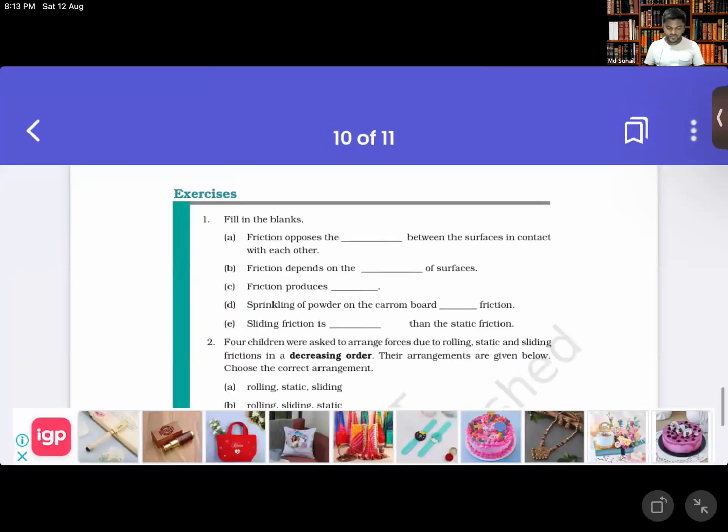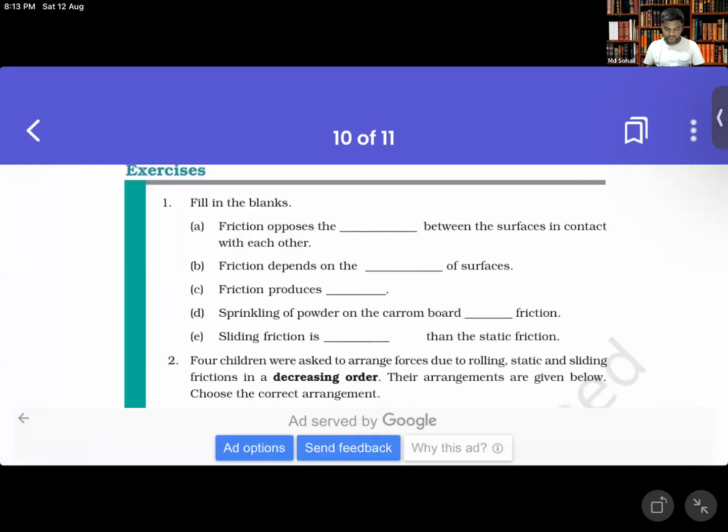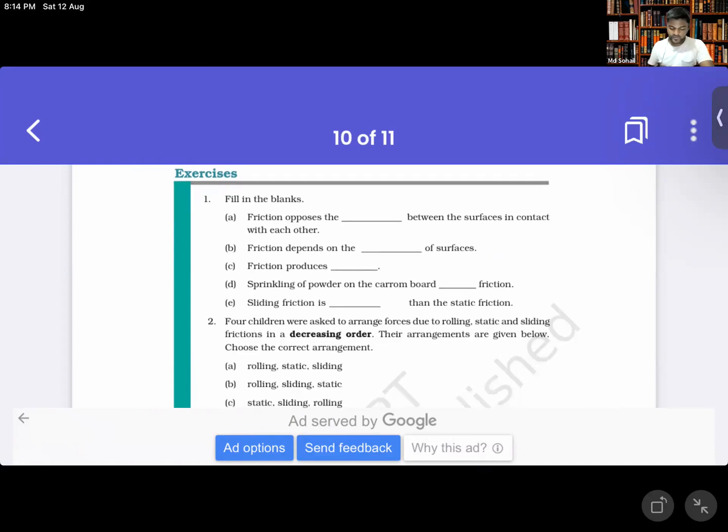Now better. See the question here. It's the same question. And in fact, this is not the latest one, I guess. Okay, guys, so see the first question. We have discussed these questions. Question number D, sprinkling of powder on the carom board, that will reduce the friction. Yes. Right. Okay. Next question.